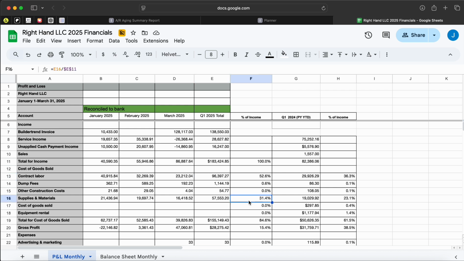Another large contributor to your expenses this year is your supplies and materials. So it looks like the costs of materials in your jobs this year was 8% higher versus last year so far in Q1.